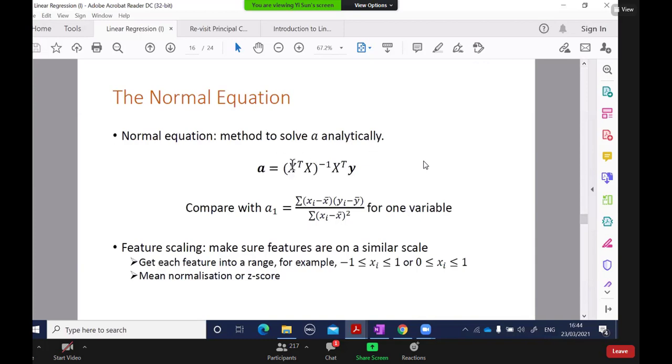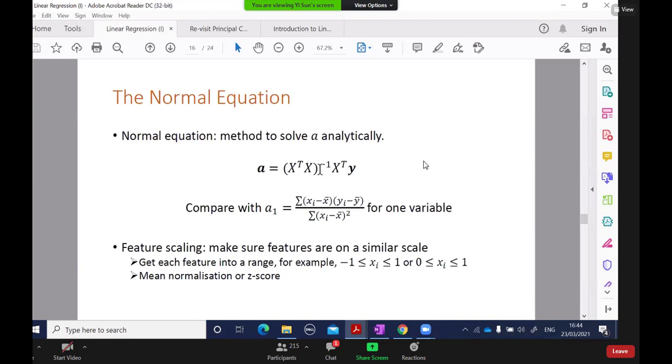And consider the female baby data set. What do we have in X? We have weight as one column, and we have age as another column. That is our X. What is our Y? Y is the length, the dependent variable value. Now compare this with our A1, which we got for one single variable.